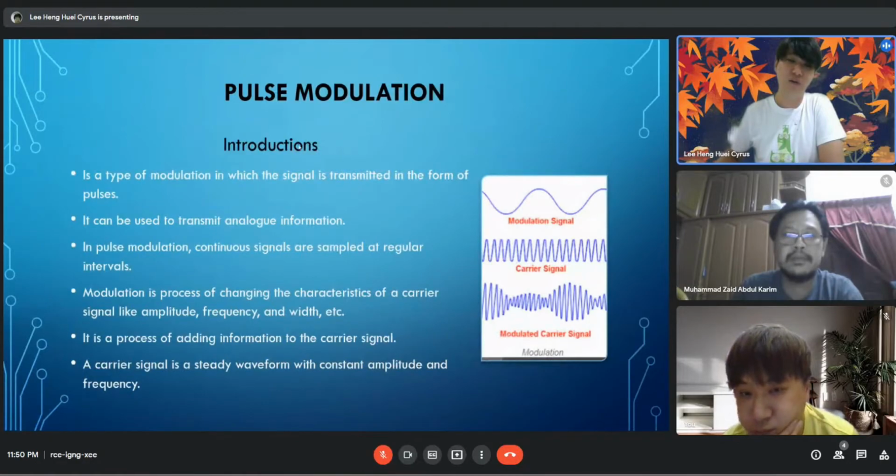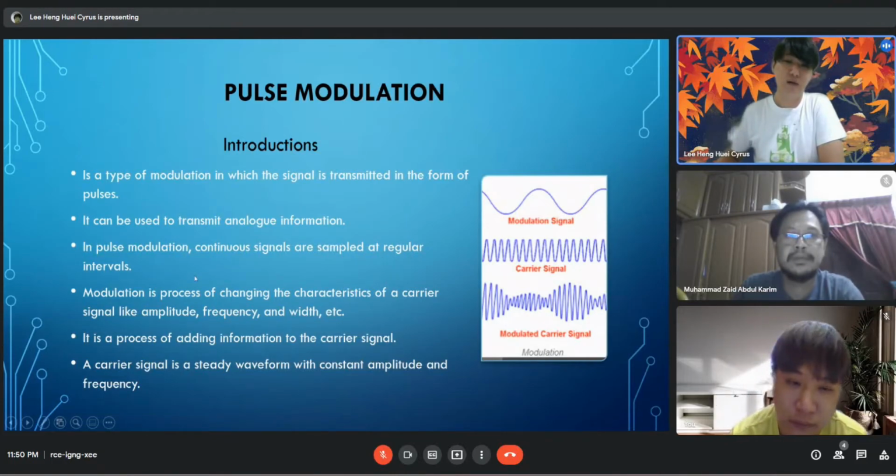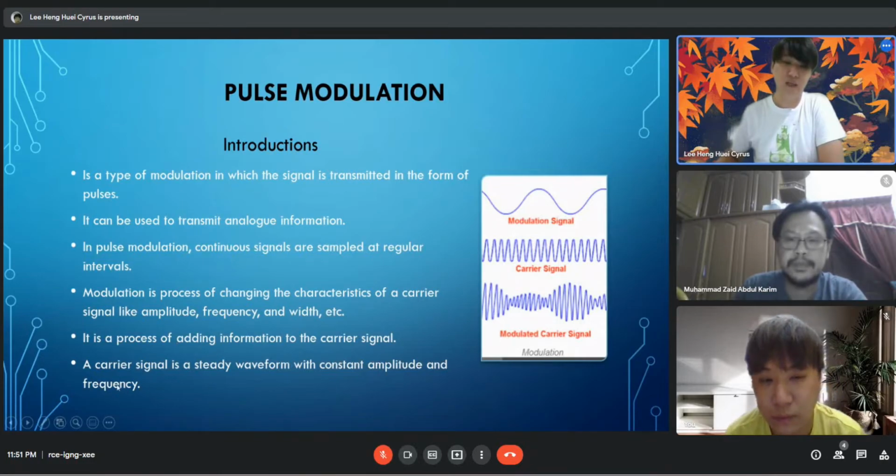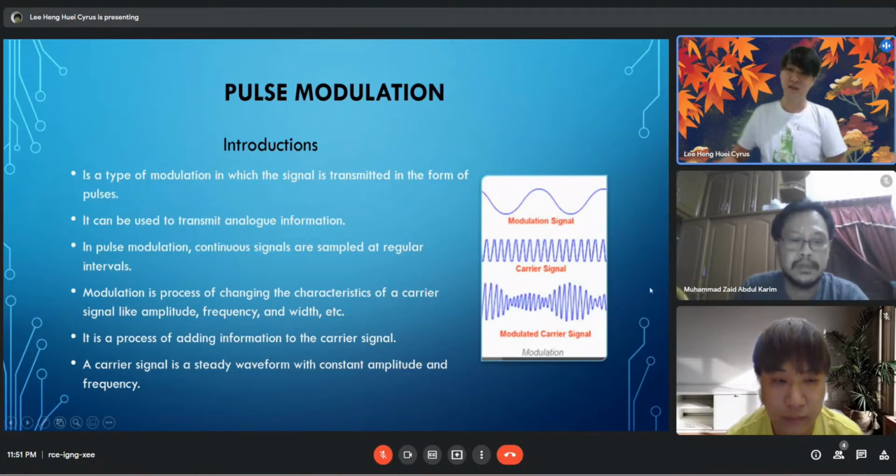Pulse modulation introduction: a type of modulation in which a signal is transmitted in the form of pulses, used to transmit analog information, and continuous signals are sampled at regular intervals. It is the process of changing a characteristic of the carrier signal, like amplitude, frequency, and width, and the process of adding information to the carrier signal. The carrier signal is a steady waveform with constant amplitude and frequency, shown in the figure here: modulation signal, carrier signal, and modulated carrier signal.